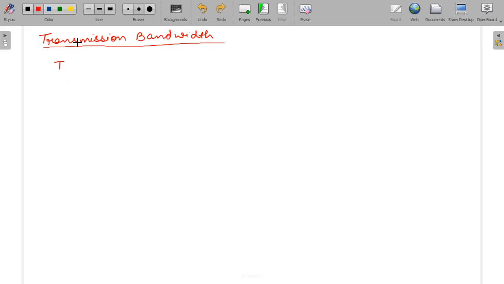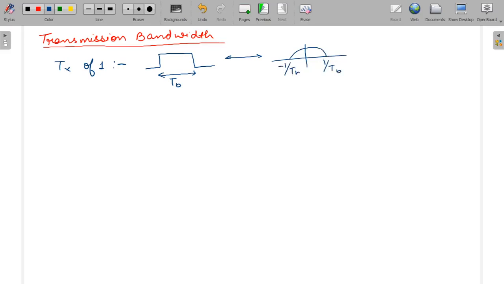When 1 is transmitted, our signal is like this. This is our bit duration, that is known as Tb. When we represent this in the frequency domain, we will get it like this. This will be our 1 by Tb and this will be our minus 1 by Tb. And when transmission of 0 is done, we will get output as 0. So s2(t) is equal to 0. This is s2 and s1(t).